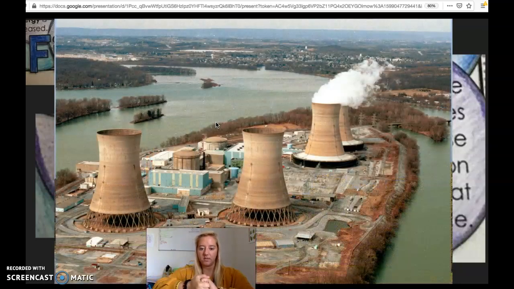There's another example. This is Three Mile Island, I think, in Pennsylvania. They have nuclear reactors there. They're kind of segregated in the middle of a river, but if one were to break down, you would still feel the effects in the surrounding areas.